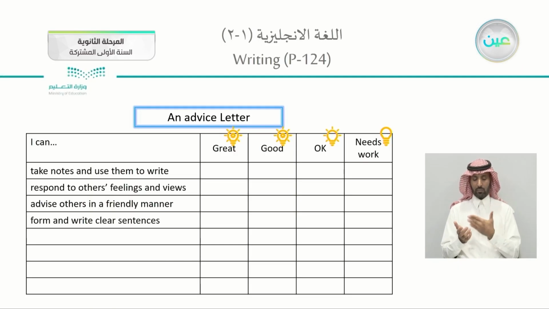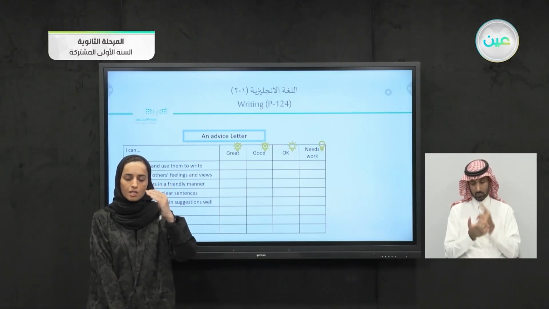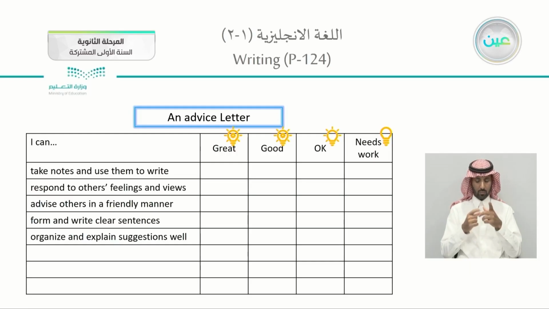Next, can you form and write clear sentences? If other people are going to read your sentences, would they understand it, or is it confusing? Also, organize and explain suggestions well. You will give a suggestion, complete it, then you will go into the other one: organized suggestions.